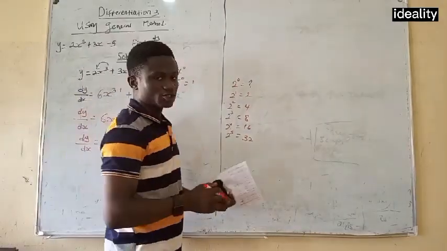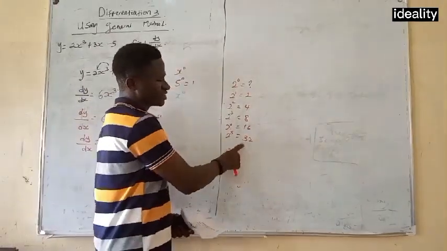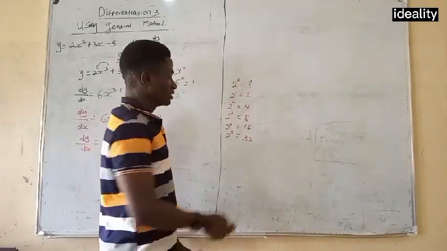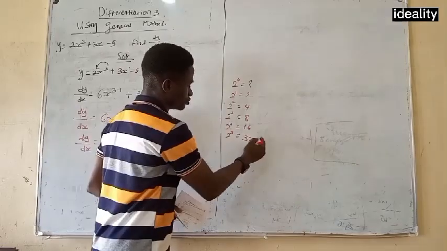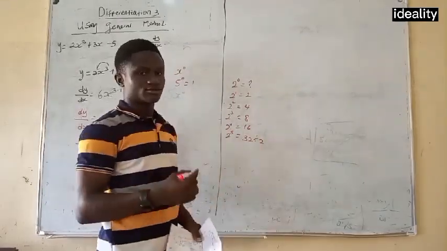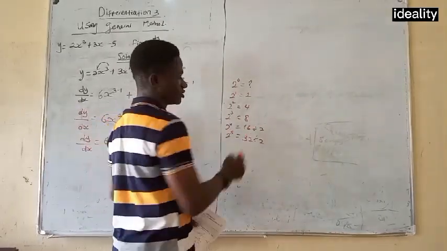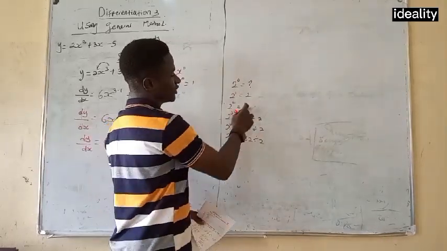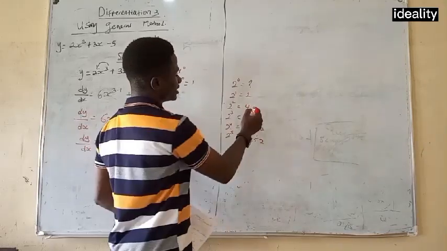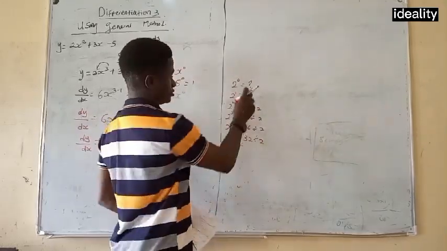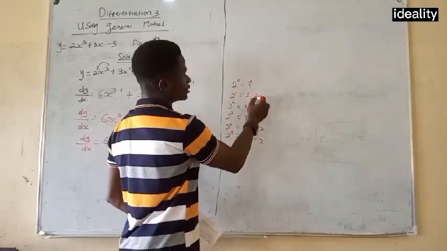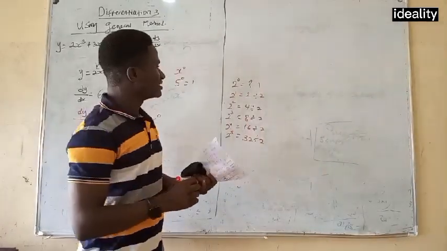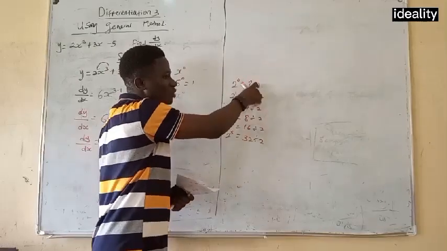If you observe, you see that if I divide this 32 by 2, I will get 16. Is that not true? If I divide this by 2, I will get 8. If I divide this by 2, I will get 4. If I divide this by 2, I will get what? 2. If I divide 2 by 2, what will I get? 1. So that is why anything raised to the power 0 is always 1.